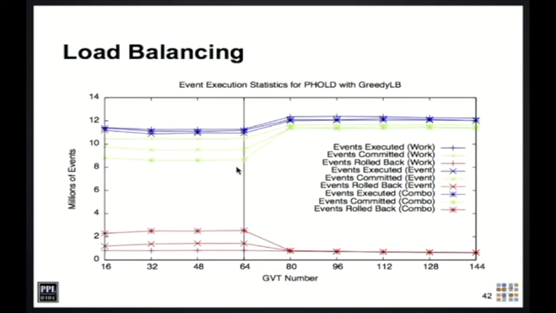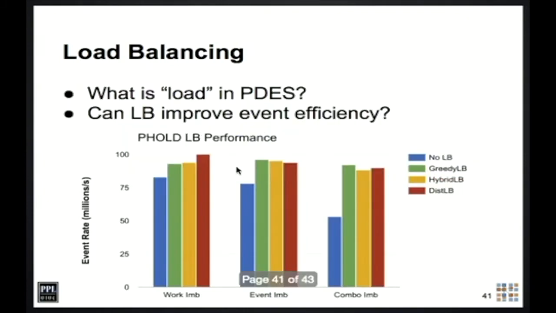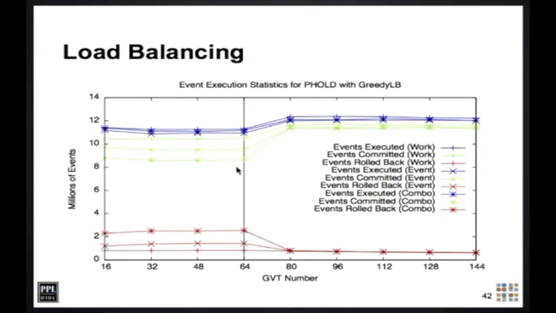So this slide just goes off of the previous results to show exactly where these increases in event rates are coming from. Here we have the 3 different configurations, and we have 3 different colors for the types of events. The red are the number of events rolled back every so often throughout the simulation. Green is the number of events committed, and blue is the total.